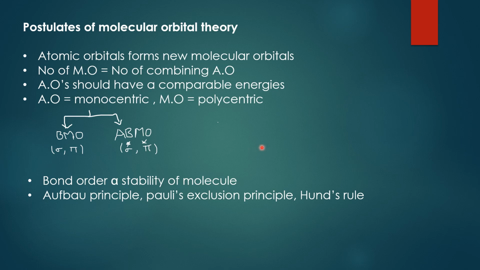The last rule is Hund's rule. Hund's rule states that no pairing of electrons takes place until each orbital belonging to the same shell has got one electron each. It means you have to fill the electrons in the lower orbitals first, and after filling them, you must go to the next orbital. All these are the rules we have to follow for filling electrons in the molecular orbitals, and they are considered the postulates of molecular orbital theory.